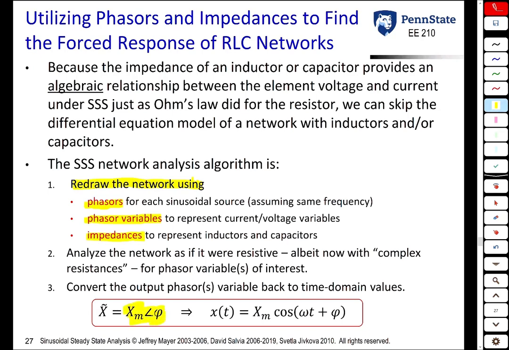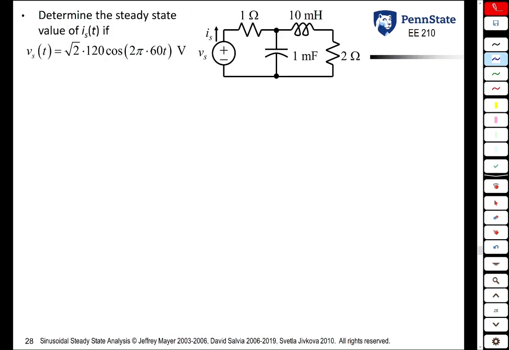Some X_m at an angle of phi. All you need to do then for the last step is convert it back into the time domain by setting the magnitude of that complex number equal to the magnitude of the sinusoid, set the phase of the complex number equal to the phase of the sinusoid, and then our operating frequency you just stick back here. Let's look at another example.